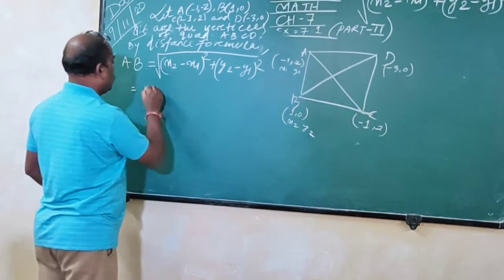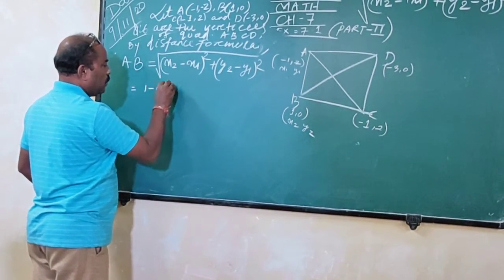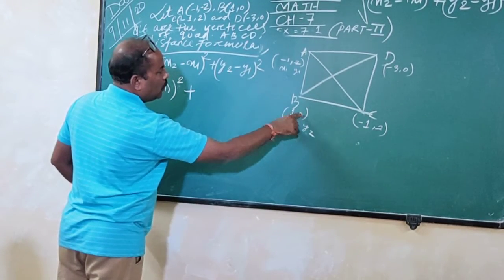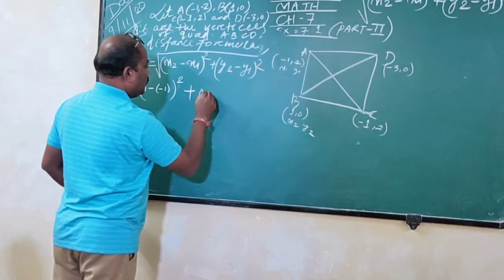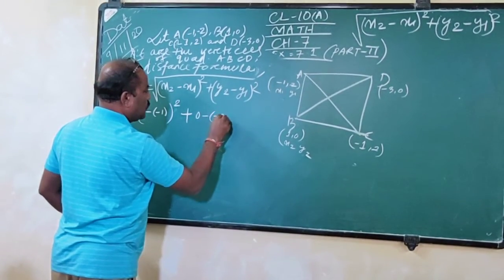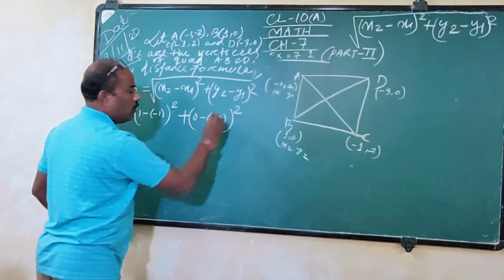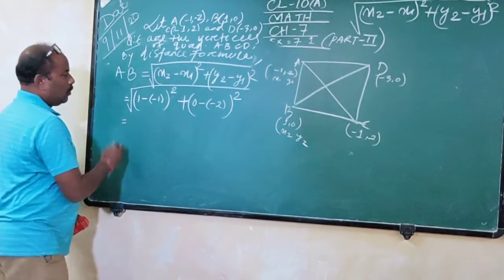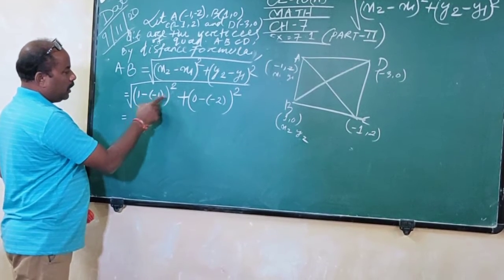1 minus of minus 1 whole square plus y2, 0 minus of minus 2 whole square. Are you clear now? Under root, equal to. Sum inside the bracket. This bracket you open.